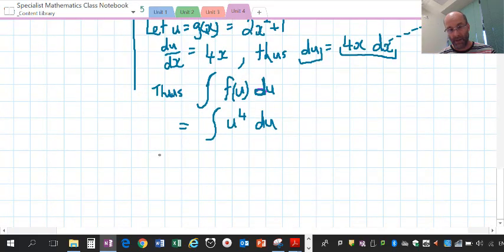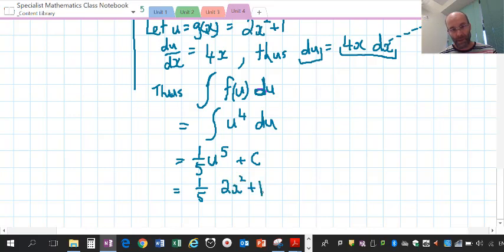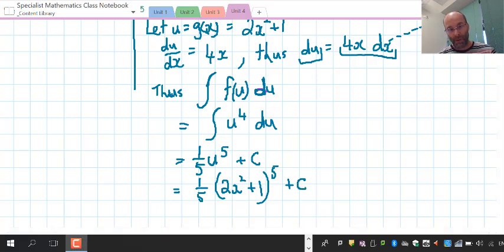And that is easy to do. It is u to the power 5 over 5, or in other words 1/5 u to the 5th plus c. And we can sub back in terms of x again. We have 2x squared plus 1 to the power 5 plus c. So 1/5 outside of 2x squared plus 1 all to the power 5 plus c.